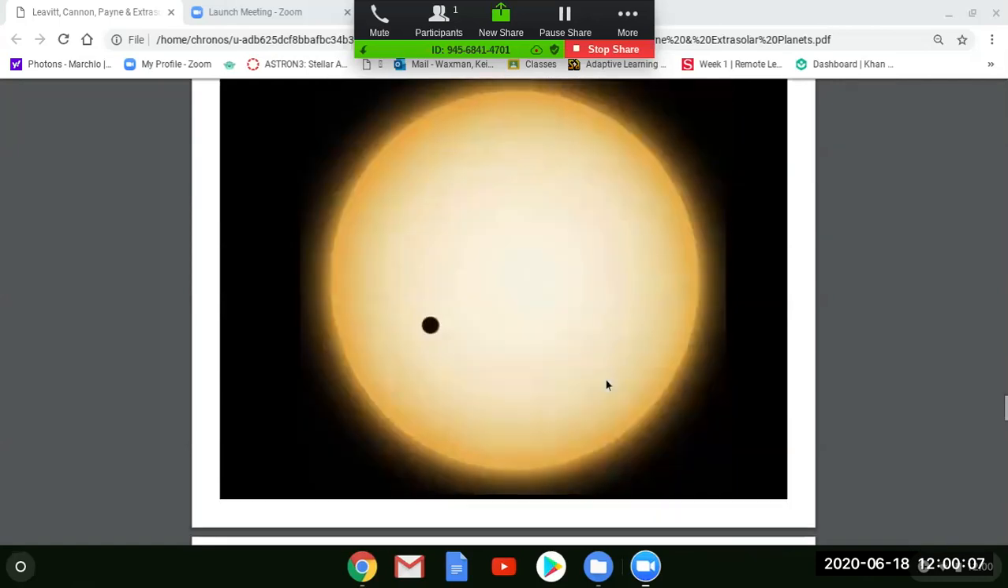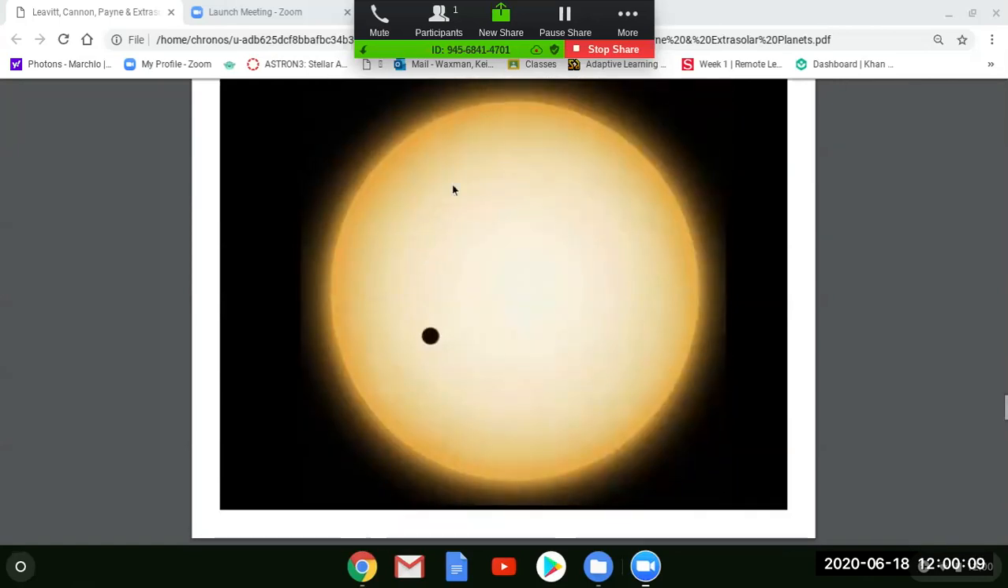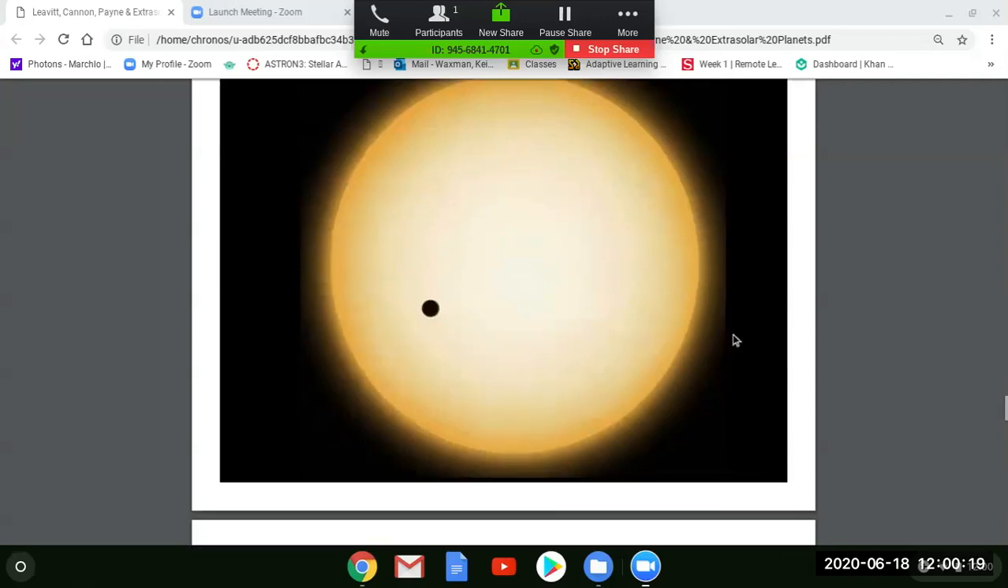And here's kind of a representation. Again, these are not pictures. This is what it would look like if you were closer up and there were a sun-like star, let's say, and a planet moved in front. You see how the planet might block a little bit of light, and then when the planet moves away, the star would be back to its same amount of light?